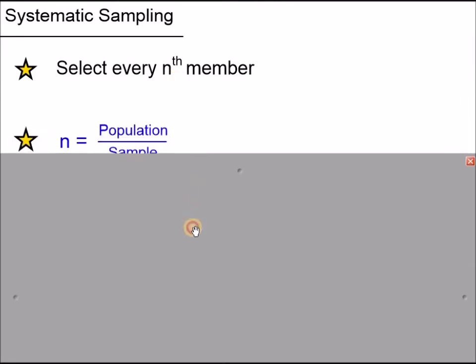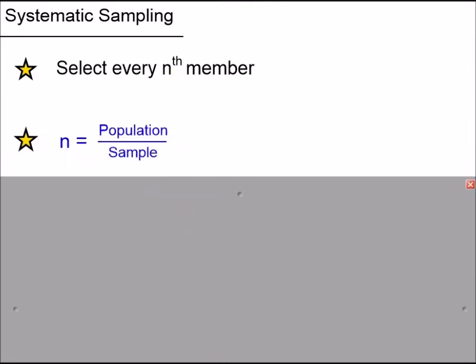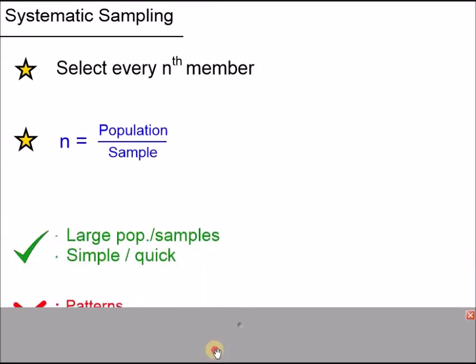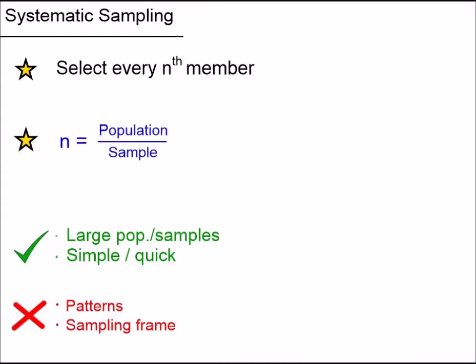Moving on to systematic sampling, so this is where you select every 10th person or every 20th person in your population. So how do you know it's every 10th or every 20th? So that value n comes from a formula. It's your population size divided by your sample size. And again, there are some advantages and some disadvantages.